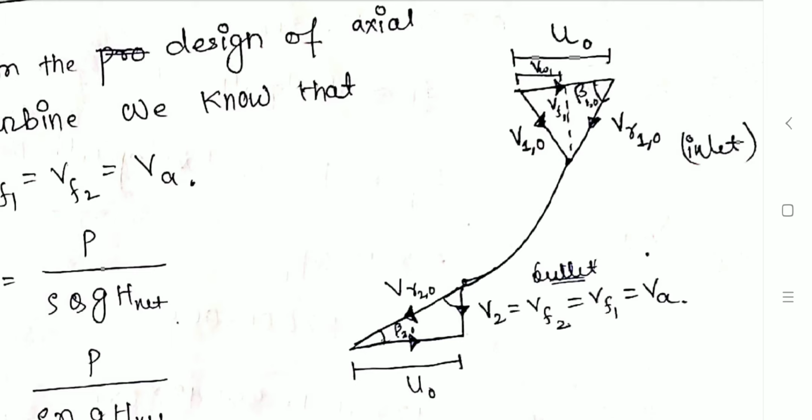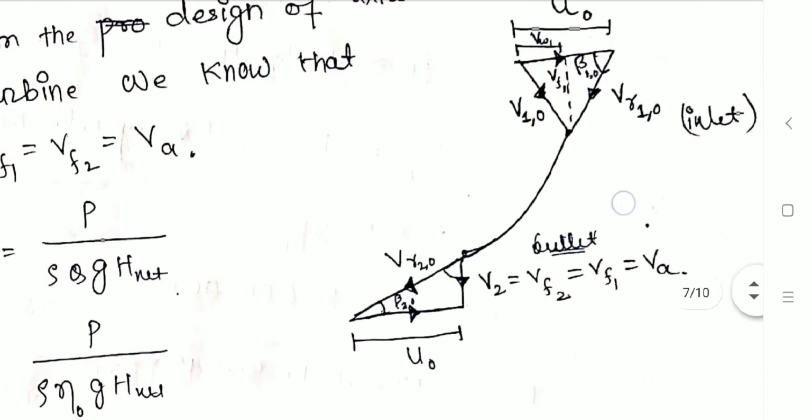So in the inlet triangle, u naught is the blade linear velocity, then v1 naught is the fluid absolute velocity at the location, then vr1 naught is the relative velocity of the fluid at that location, then vw1 is the tangential component of the absolute velocity, and vf1 is the axial component of that velocity.